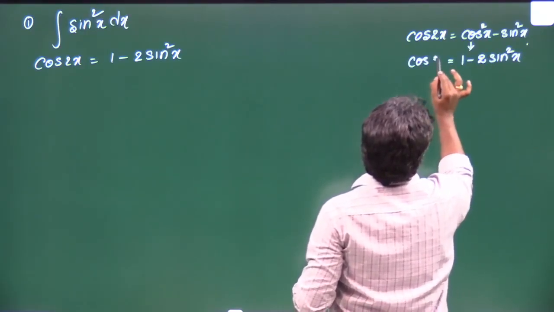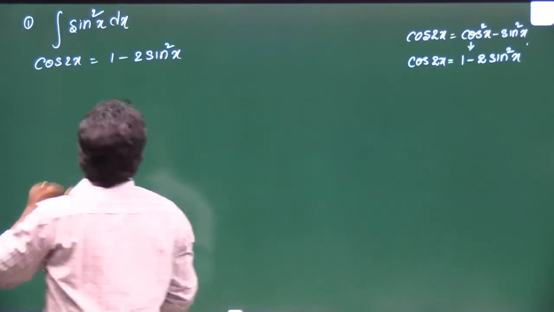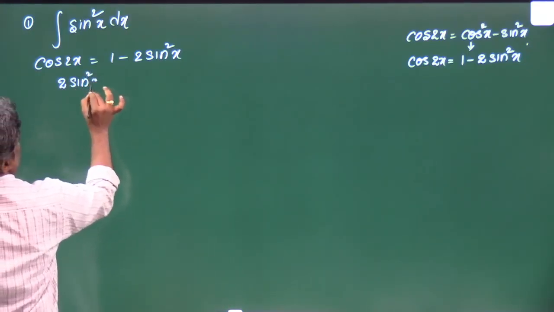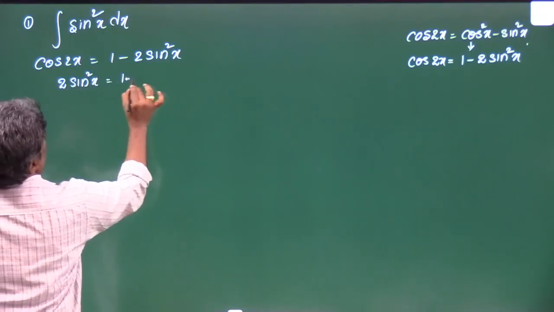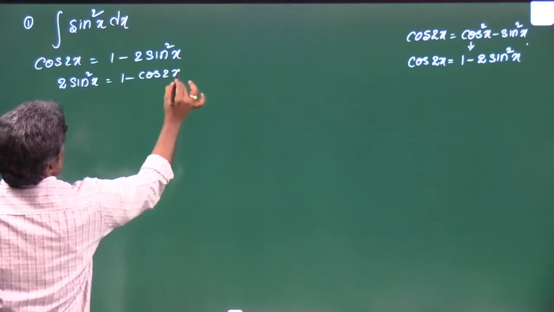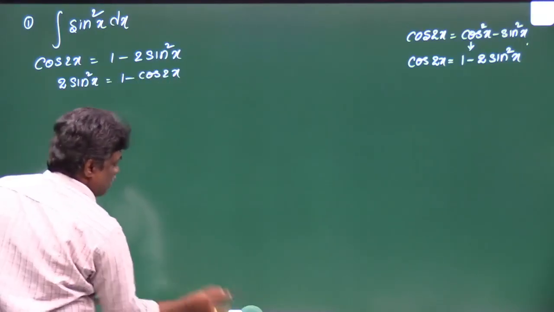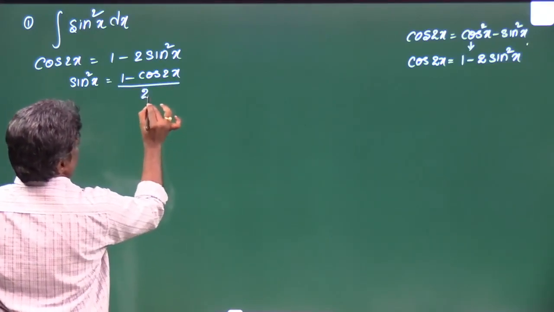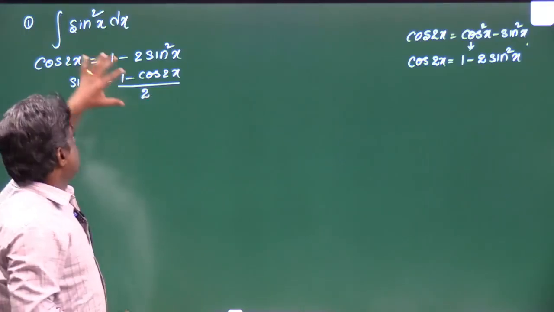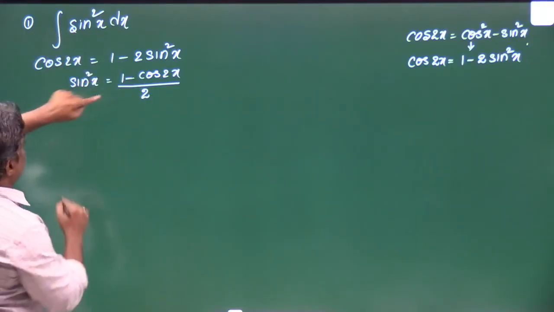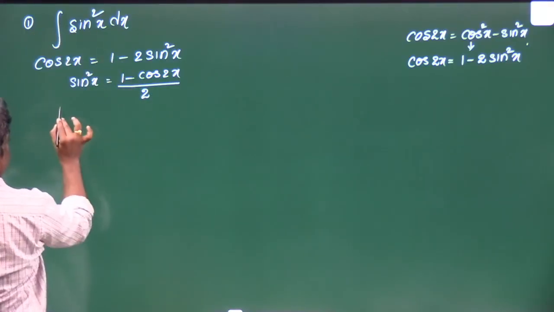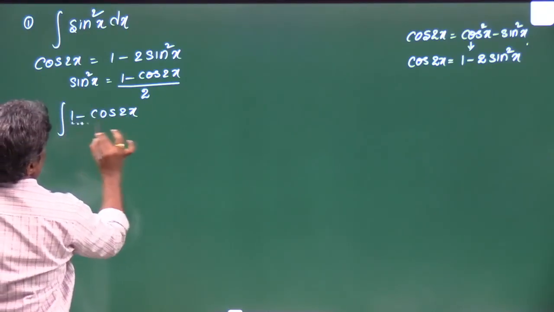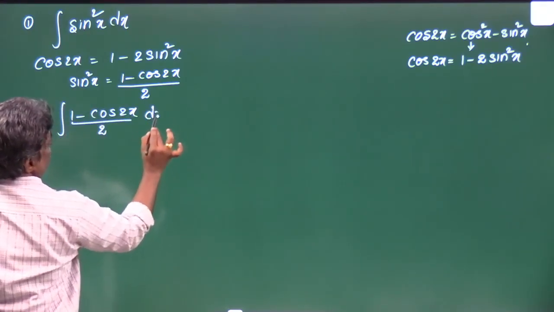So from this expression, first take 2 sine square x. So 2 sine square x equal to 1 minus cos 2x, and you can bring the 2 to this side. So you can write sine square x equal to 1 minus cos 2x by 2. First please convert the sine square function like this, integral 1 minus cos 2x whole divided by 2 into dx.